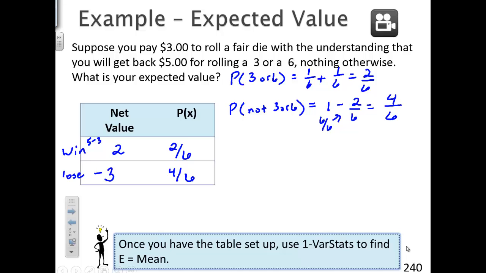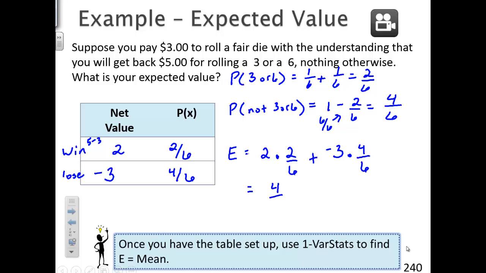So expected value is the average value of all the possible outcomes. Either you win or you lose. Let's see our average value of those outcomes. So we denote expected value with an E. And what we're going to do is take our net value and multiply it by our probability value. And then we're going to add it to our second net value multiplied by that probability value.